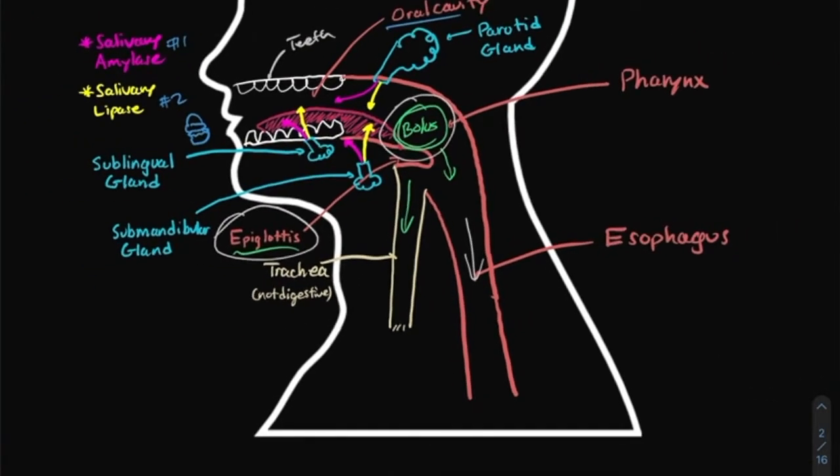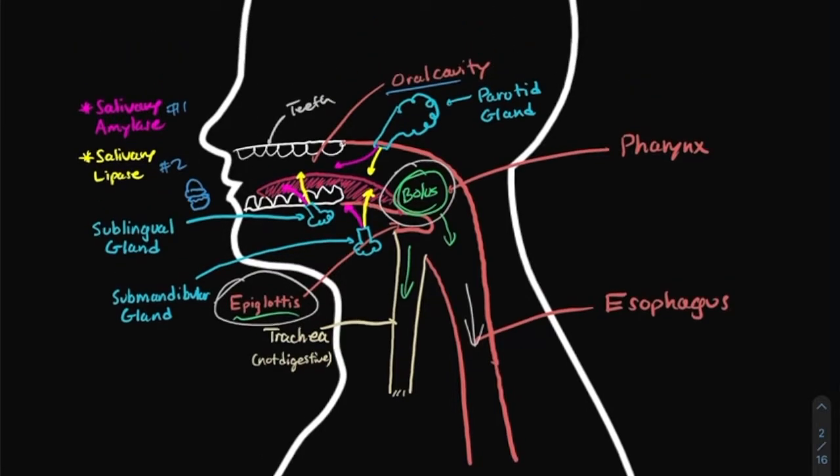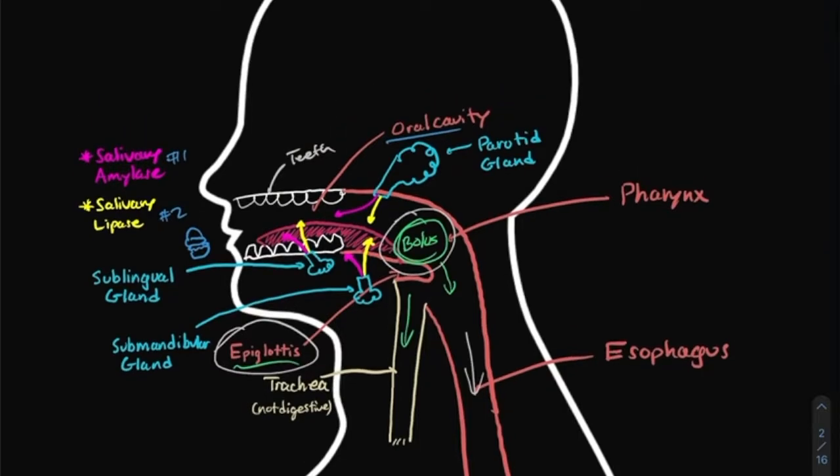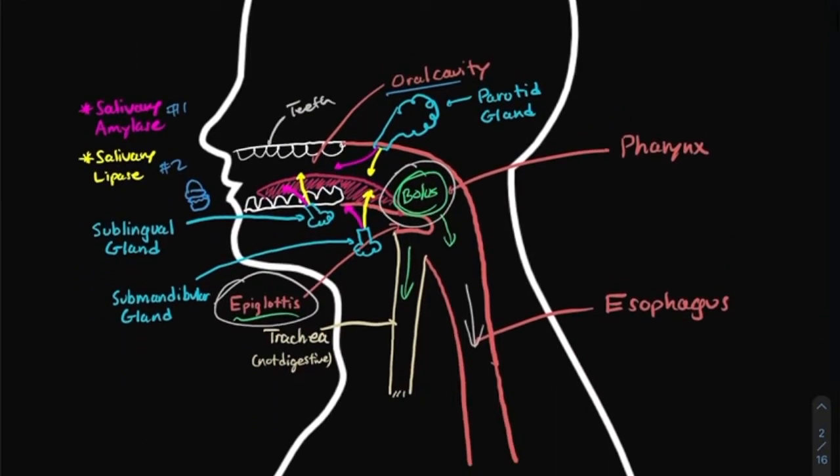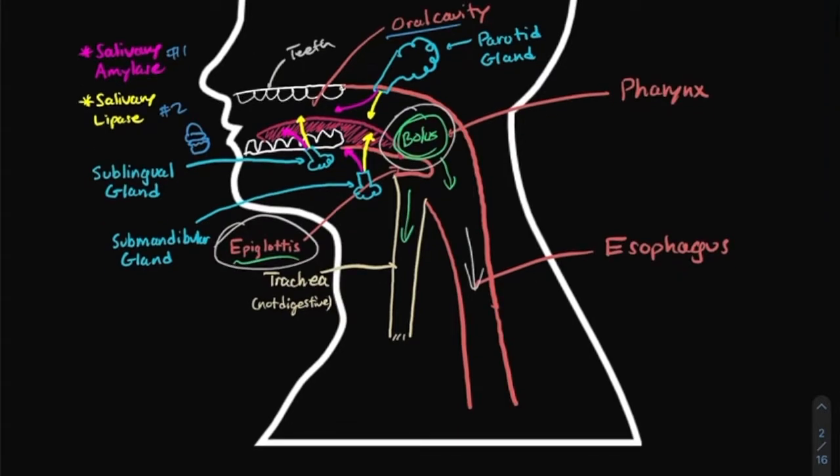And so over here, overall anatomy to know. You should know the glands. You should also know salivary amylase and salivary lipase. We do not digest proteins in the upper part of the digestive system. You should know the pharynx. The pharynx is the same thing as in the respiratory system as well. It's this area in the back. And then you should know the esophagus, which is going to be our next destination.